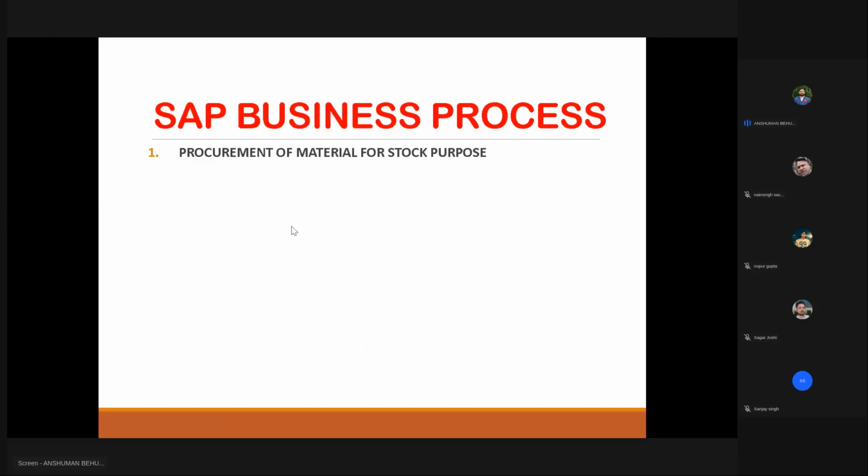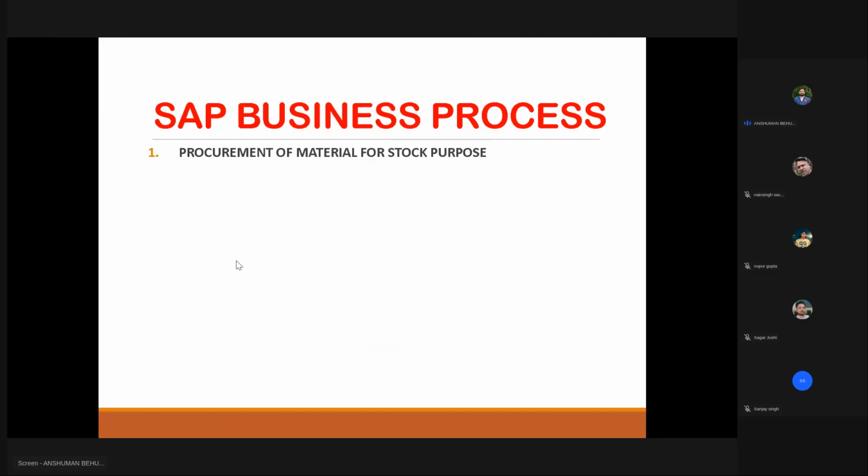Okay, so in the last class, we covered the basics: what is ERP, what is SAP, what the SAP offerings are, what the benefits of SAP are, and the different types of models. We saw those in the last class. So today we are going to see what the SAP business processes are.